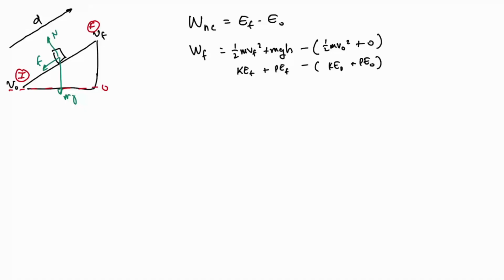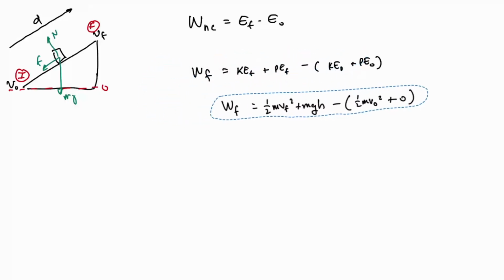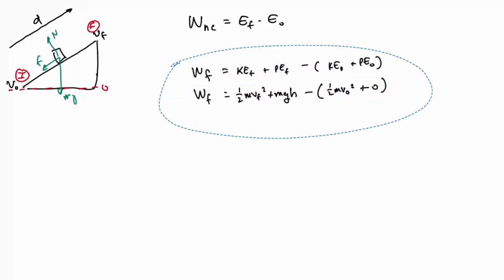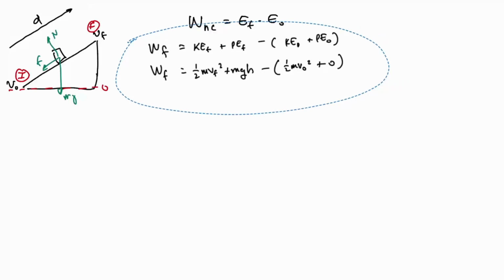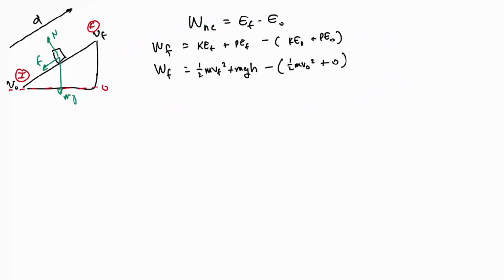Does that help? Okay, hold on a second. There we go. Okay. So you can start with K final plus P final minus the sum of the initials, right? And then write down the equations. It's a perfectly valid way to do it.